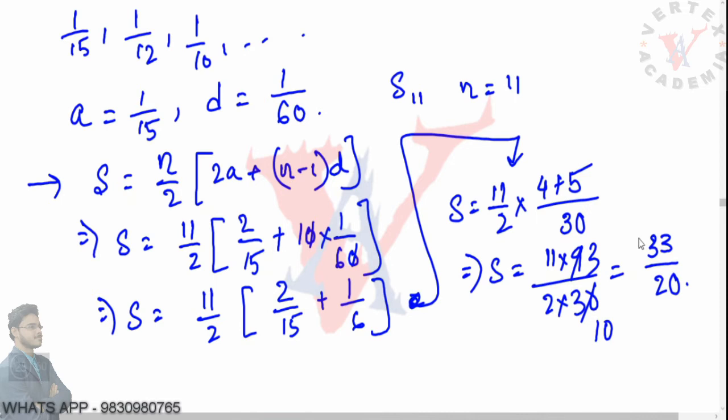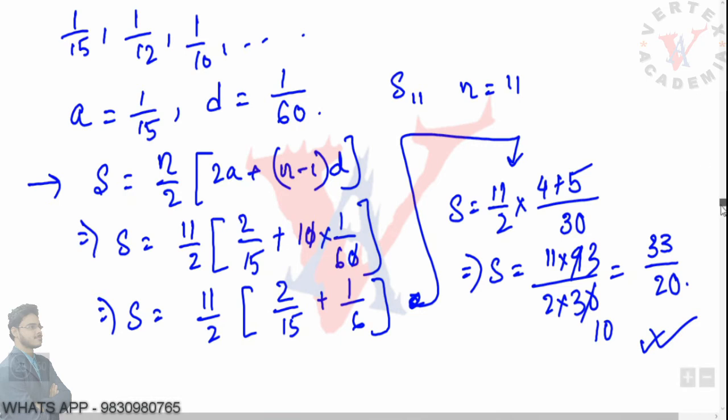So I hope this is clear. Let me check the answer if it is correct or not. I have a book; this is a problem of NCERT. Let me check what the answer is. Okay, so it is correct. So the answer is 33 by 20. So I hope this is clear.